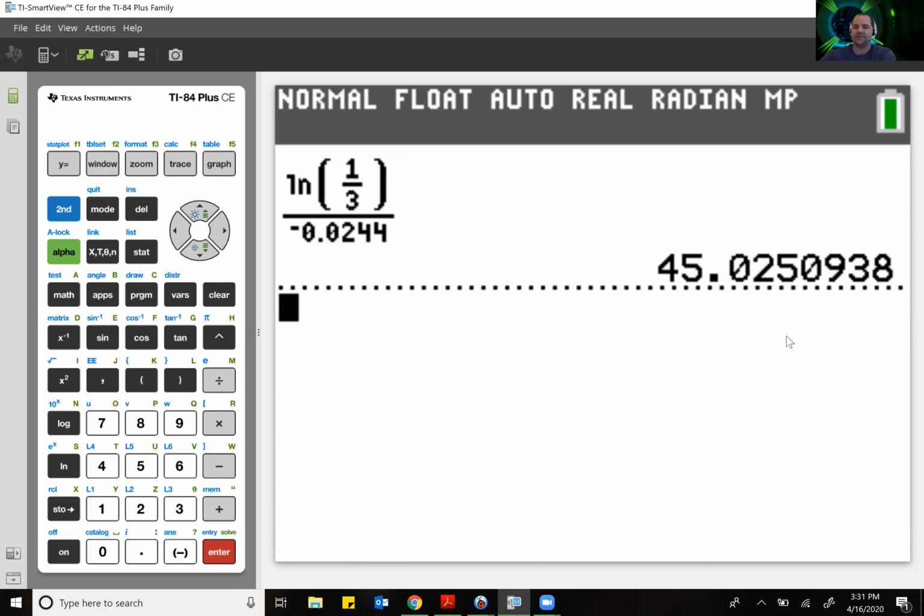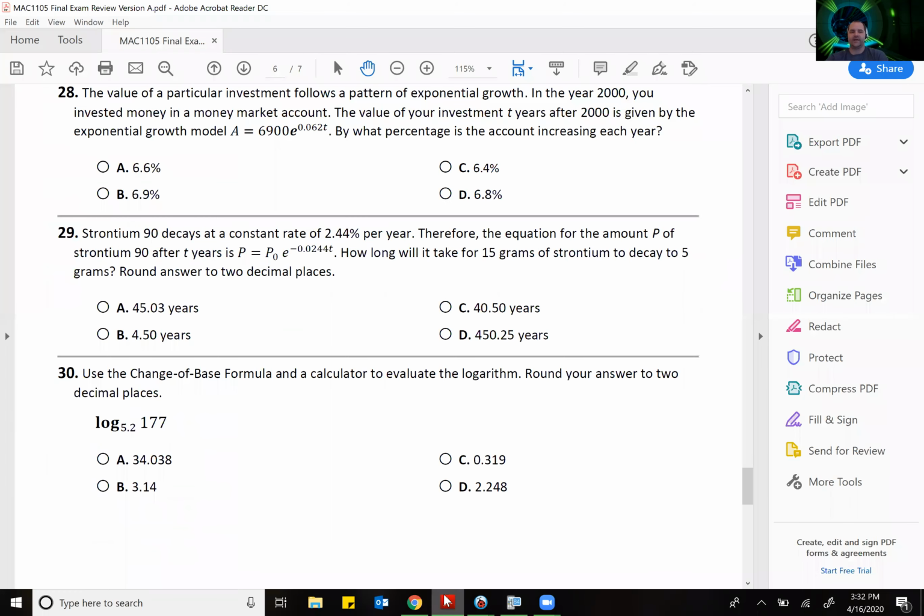So 2 decimal places, the 5 says, hey 2, go up. So we are 45.03 years. So when we go back, our answer is A.